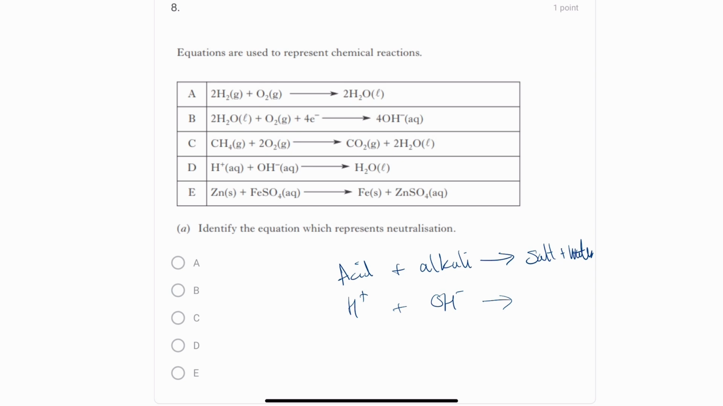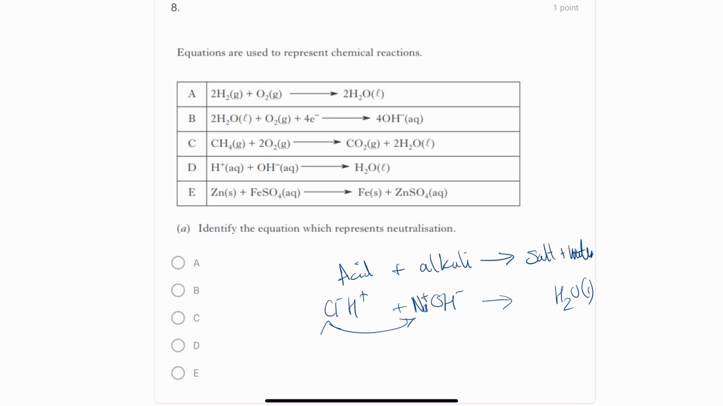The salt will be made up of whatever the other, the non-hydrogen or hydroxide ions are in the acid and the alkali. So say you had hydrochloric acid, it would be H+ and Cl-. And if you had sodium hydroxide, it would be Na+ and OH-. So your salt would end up being the sodium chloride. And then your water is, of course, H2O.